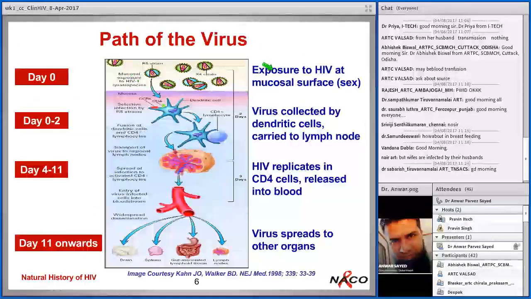Same thing explained in the form of a picture. Exposed to HIV at a mucosal surface, that is during sexual intercourse, because HIV is there in fluids, in vaginal and seminal fluids or semen. Then these dendritic cells will take the HIV and carry it to the regional lymph nodes where HIV multiplies in the CD4 cell. I'll come back to what happens in the CD4 cell in the next slide.